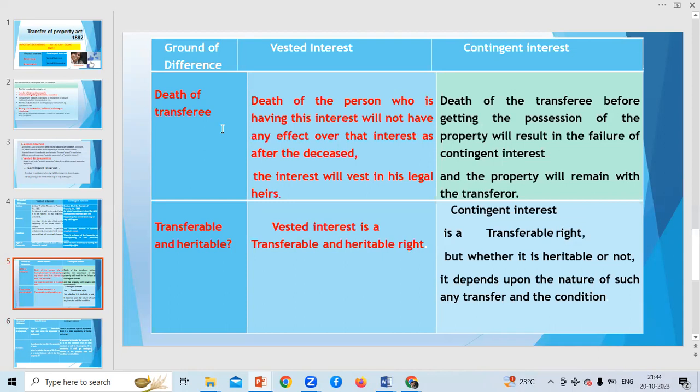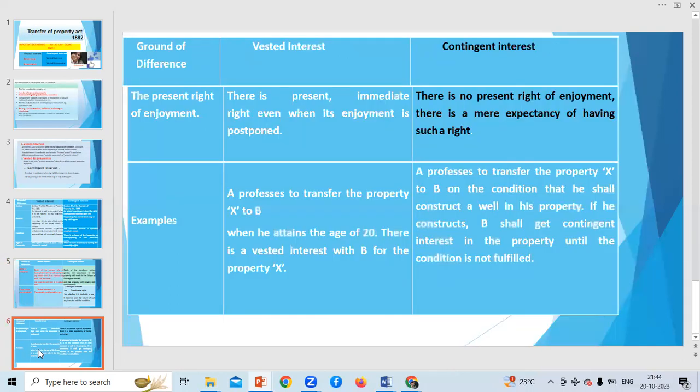It will not remain with A. But in case of contingent interest, this property is yet to be transferred, which is on the condition, as we have just discussed: if he digs the well, he will get the property. So this is the precondition. Unless he fulfills that, he will not get it. So this is contingent interest.